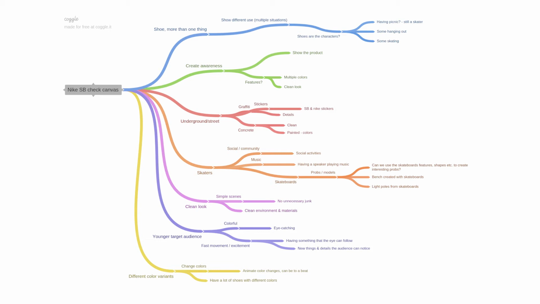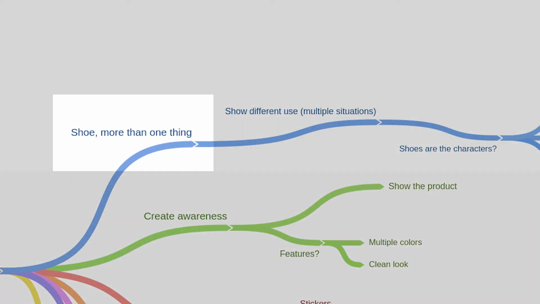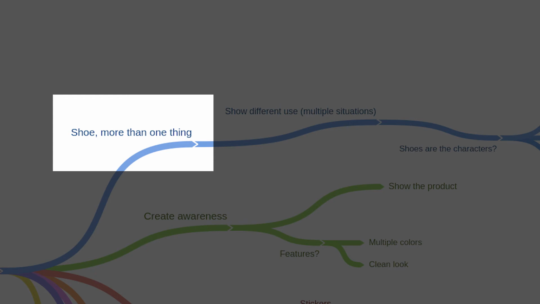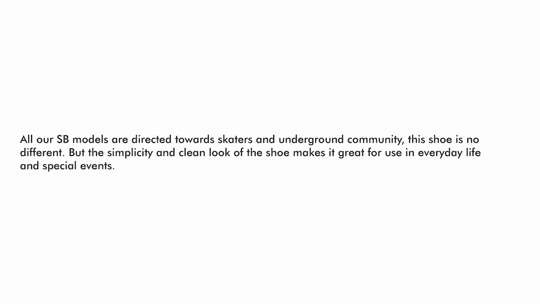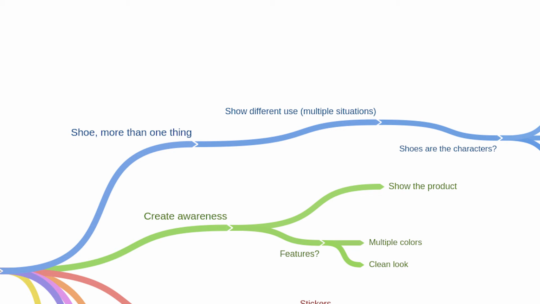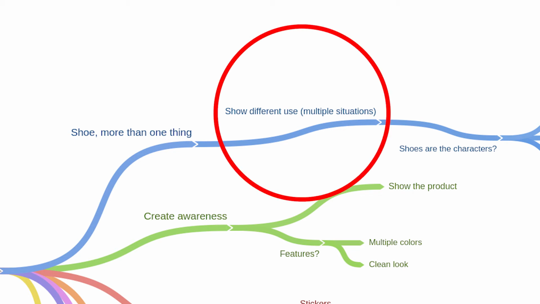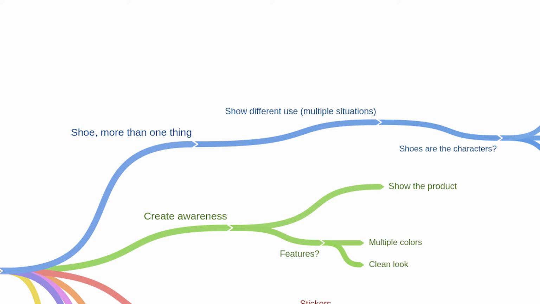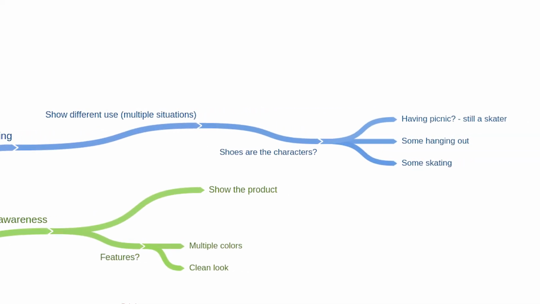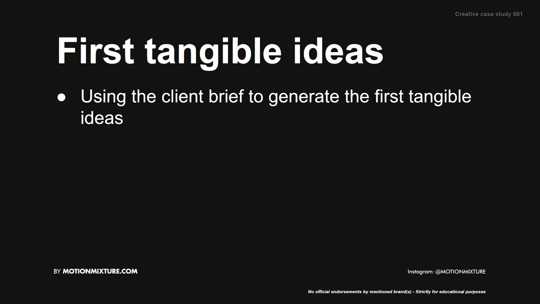I'm just gonna start from the top, and what I wrote there was shoe, more than one thing. And what I meant by that is, from the client brief, they had something about how this isn't just the skating shoe, the underground shoe. It's also a shoe that can be used for special occasions or other things than what they usually are for, maybe. With that said, I thought we could show the different uses, maybe in multiple situations. You can maybe build up some characters, but that's gonna introduce a whole new level to the whole thing. So why not just use the shoes as the characters?